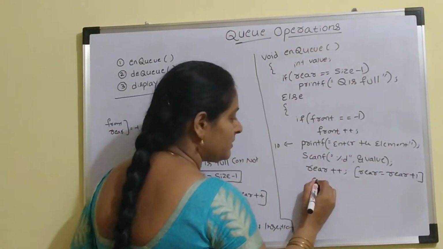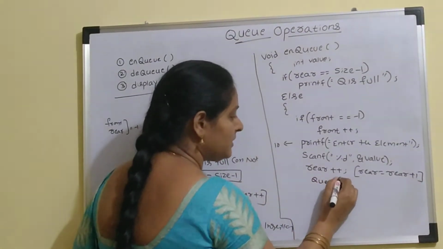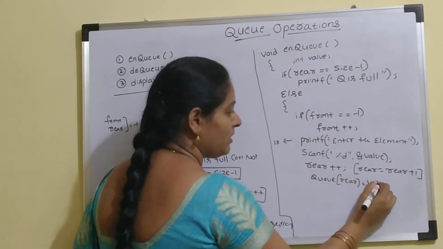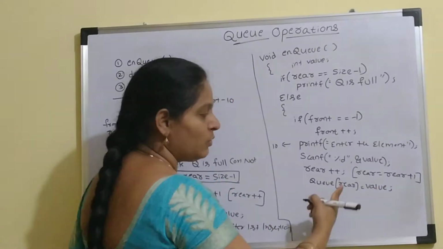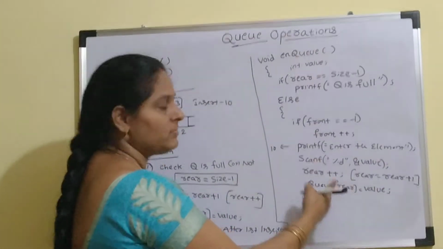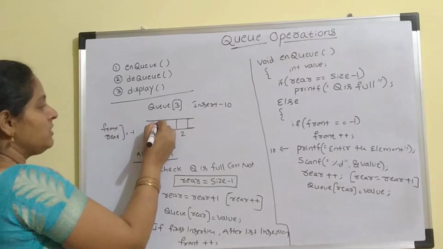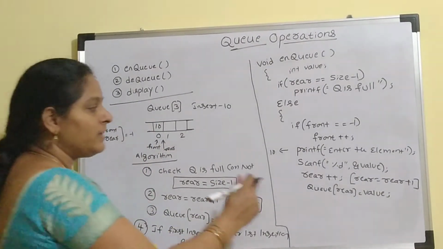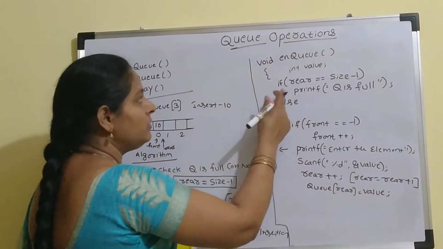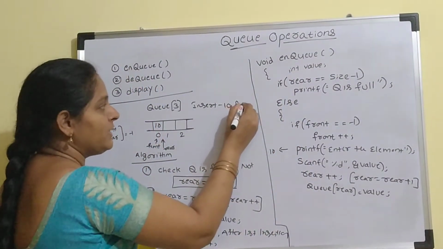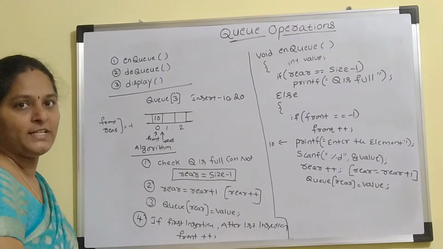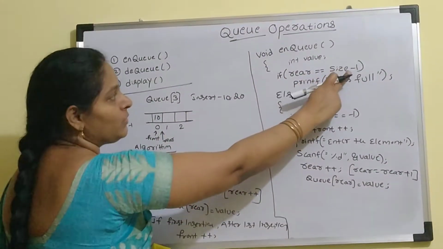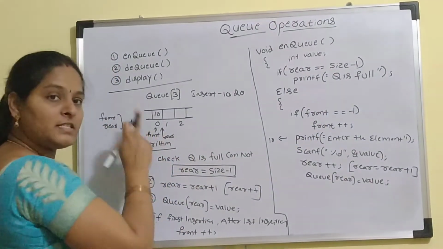Now insert that value, that is in our example 10. Insert that value at the rear position. So at the 0th position we insert 10. Right? Now check the same code. Now I want to insert one more element, 20. Check whether the queue is full or not. Rear position equal to size minus 1? Rear is at the 0th position only.